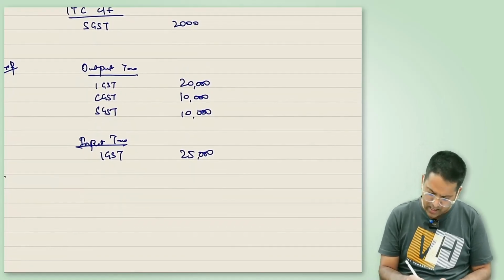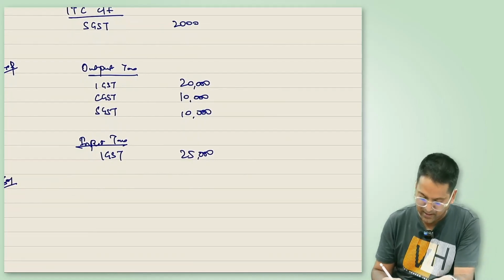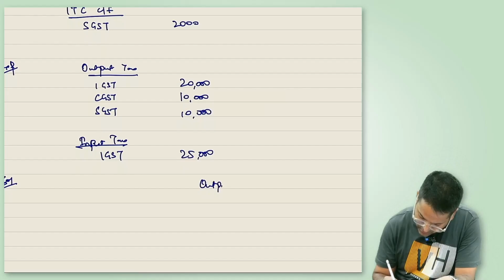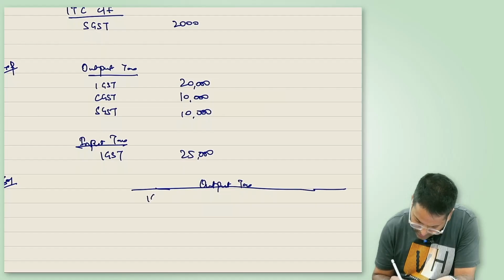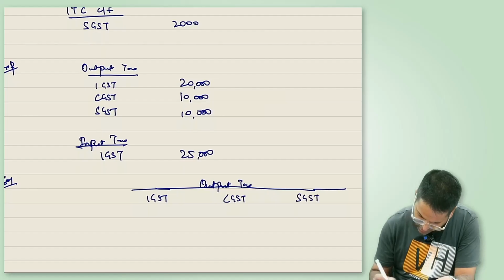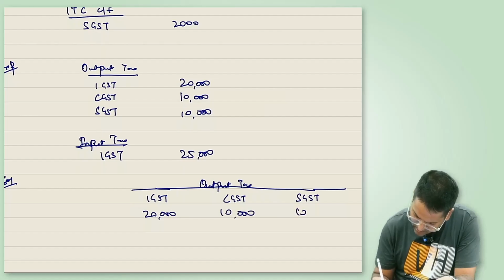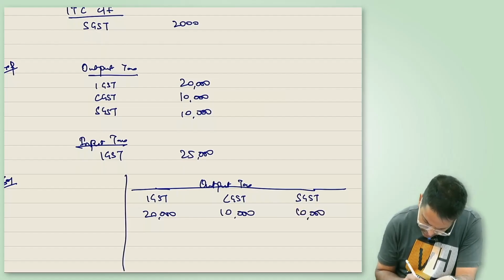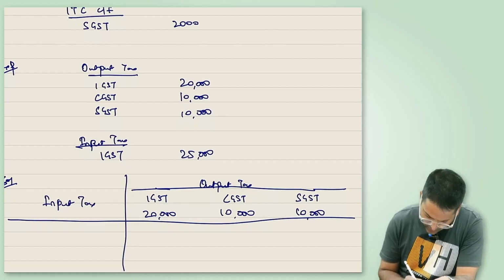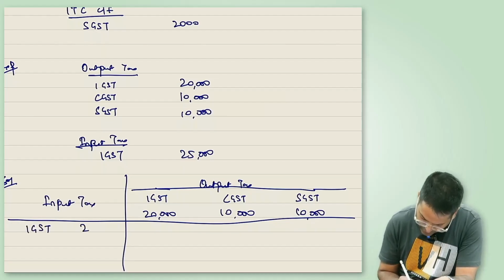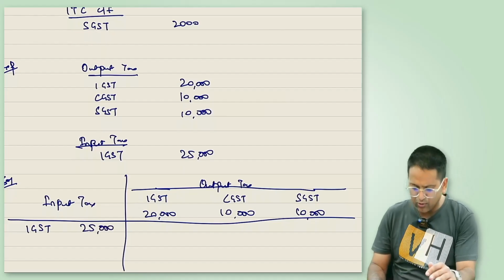We will not do anything. You simply make a chart like I have taught you. Okay, you write output tax. Inside the output tax, as I explained, you write the names of three taxes, IGST, CGST, and SGST. Whatever the amount is, fill it below: 20,000, 10,000, 10,000. Okay. On this side, you will have the input tax. And inside input tax, now write IGST. In front of it, the amount 25,000. Now there's nothing else. Look, this chart is done.